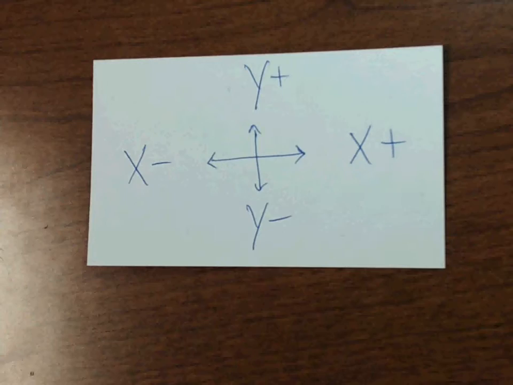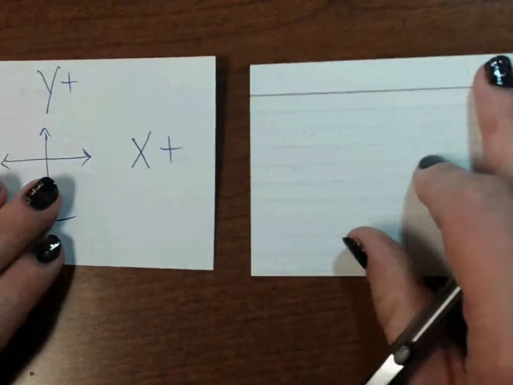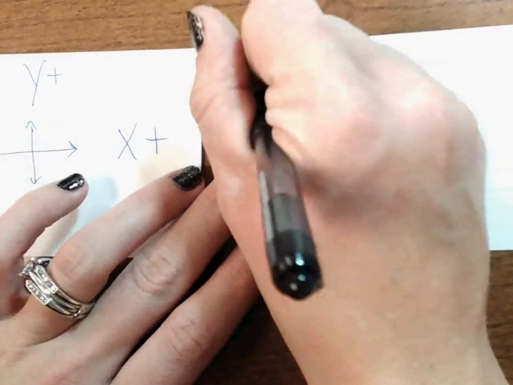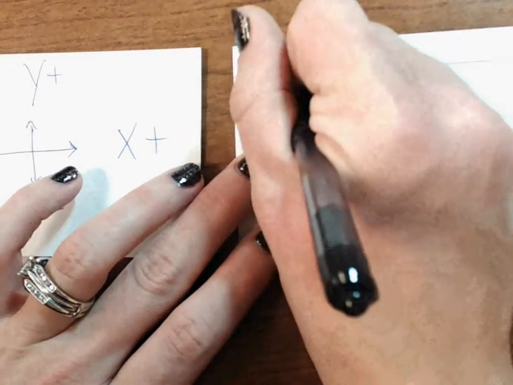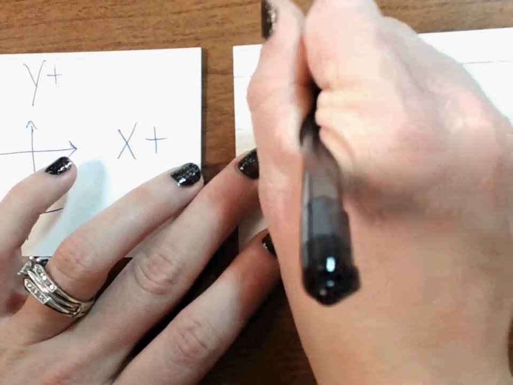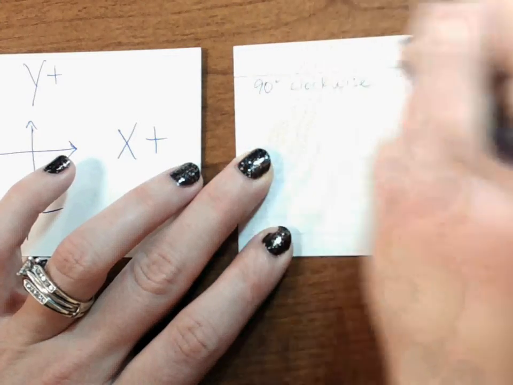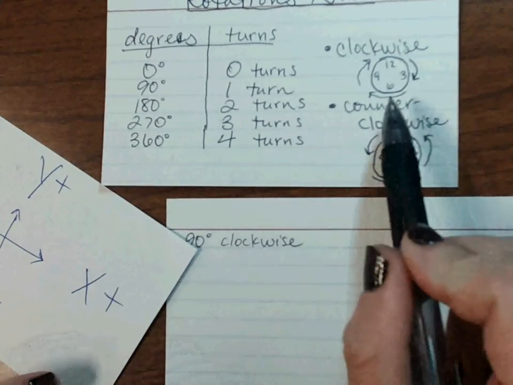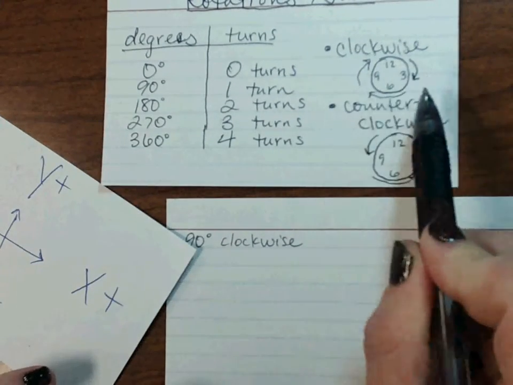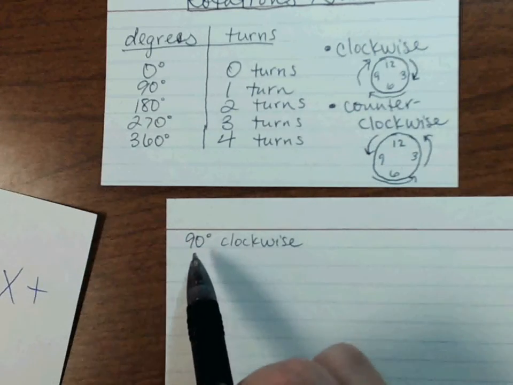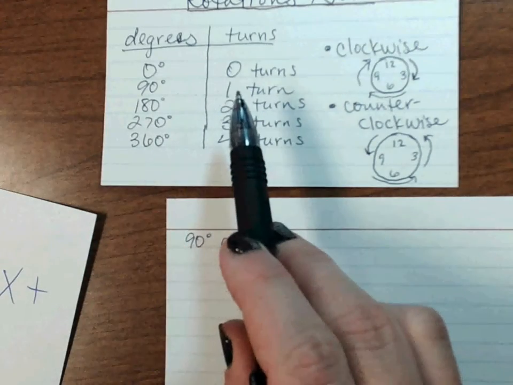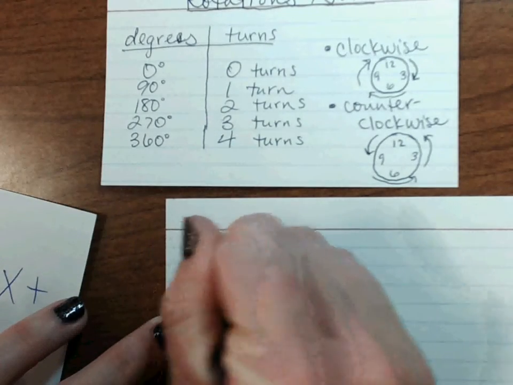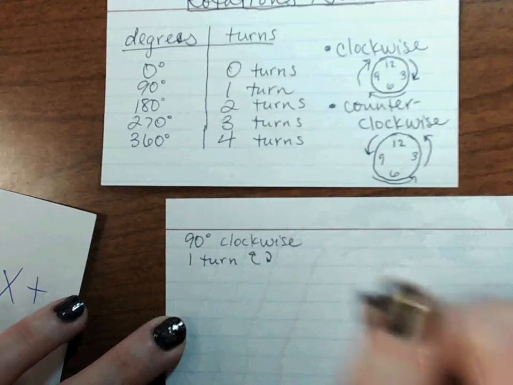So let's say I had a rotation and I was going to rotate 90 degrees clockwise. Based off of our notes we just took, clockwise is going to move us around this way. And then 90 degrees is going to move us 1 turn. So I'm going to do 1 turn, and I'm going to move this direction.